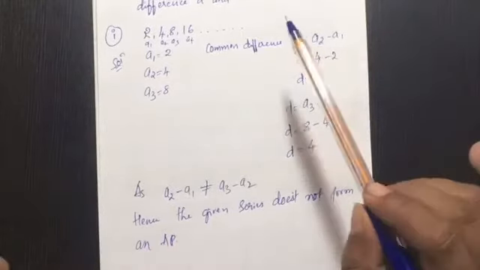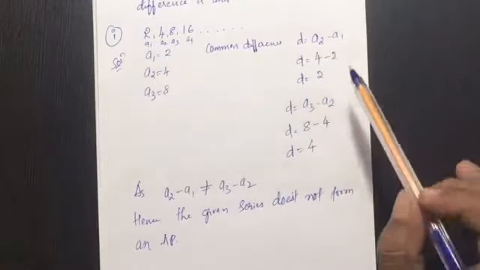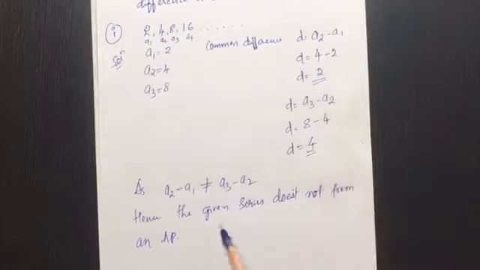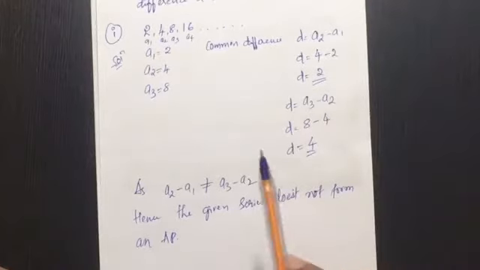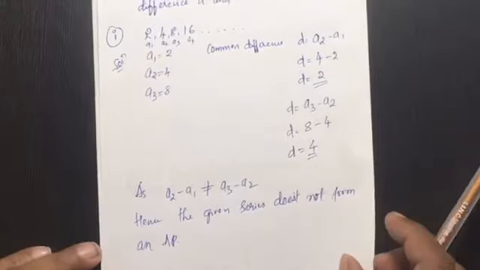So is it understood? First we have to find the difference. If you are getting the common difference the same, then you can say it is an AP. If it is an AP, then you have to find 3 more terms. Okay. Next we go for the next problem.